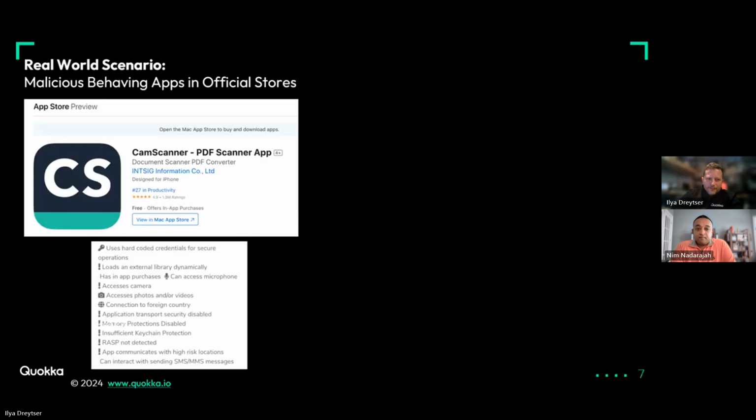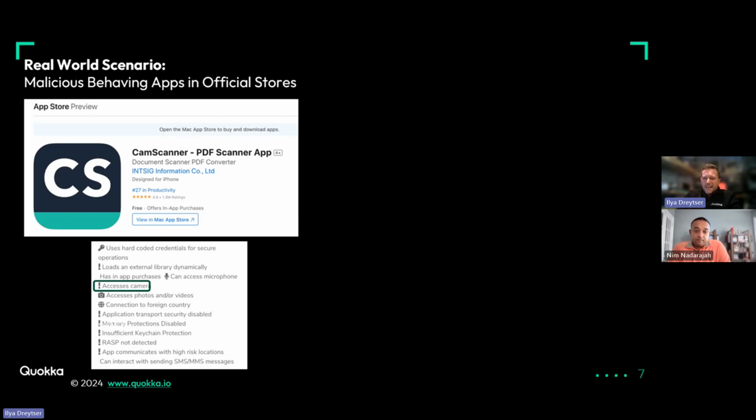So we were at a government event. I think it was in the US. One of my colleagues did a presentation on this CamScanner app. This is literally the number one app that comes up on the Apple App Store if you search for PDF creation or PDF scanning. It has some vulnerabilities, but the really important bits are not even vulnerabilities.